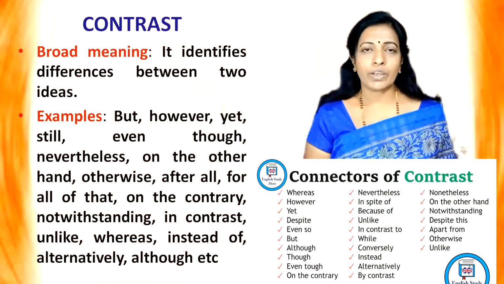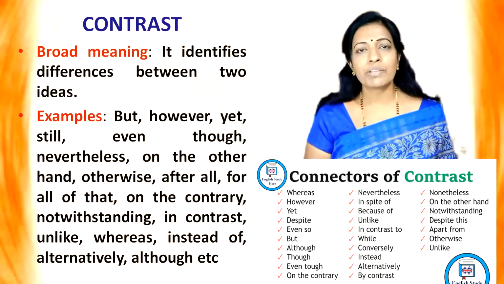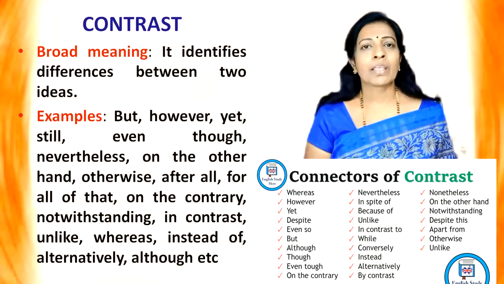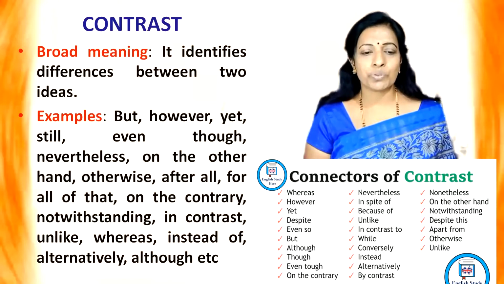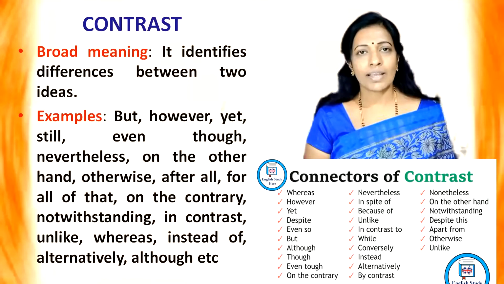We'll now try to find out which are the linking words used to show contrast. When we are showing contrast, we are trying to point out the differences between two ideas. Now, the words which we can use to do this are but, however, yet, still, even though, nevertheless, on the other hand, otherwise, after all, for all of that, on the contrary, notwithstanding, in contrast, unlike, whereas, instead of, alternatively, although, etc.